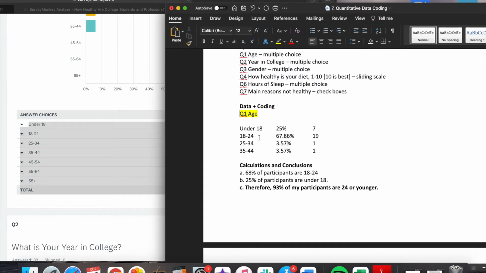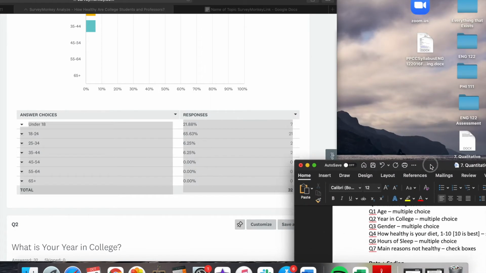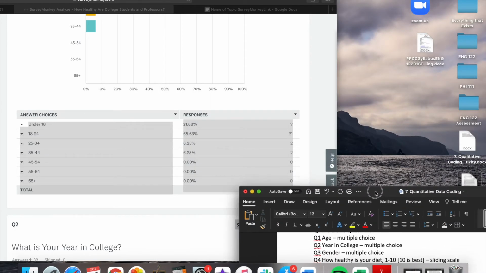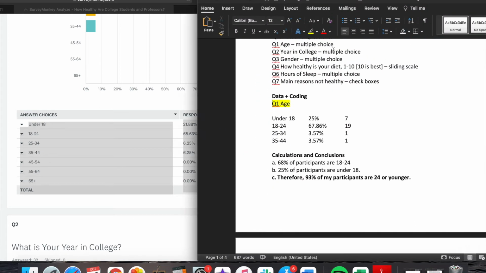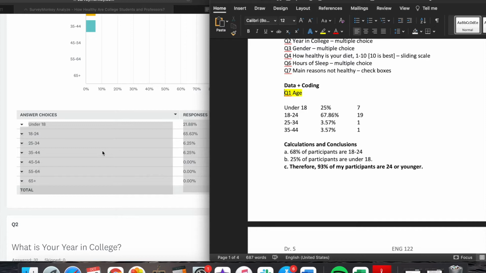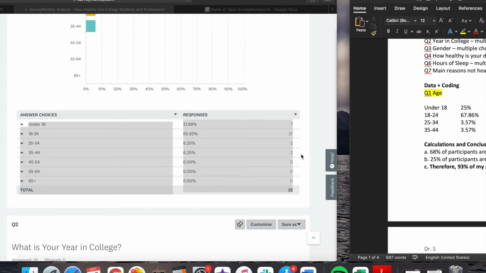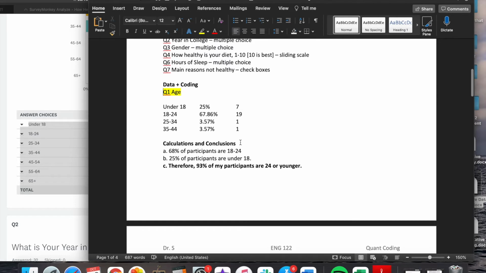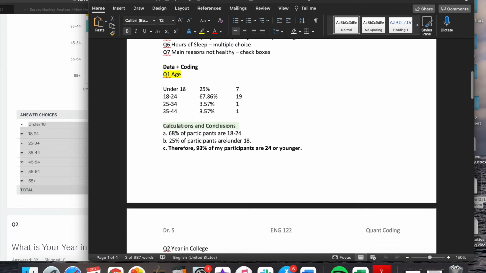So I put under 18, 18 to 24. I did not have any, see, 0, 0, 0. I didn't have anyone older than 44 on my survey, so I just didn't put it because there's no one there. So I did the answer choices, the percentages that I got, and then it also gives you the number of how many. So 7 of my participants, and that ended up equaling 21.88%. And then you have your calculations and conclusions.